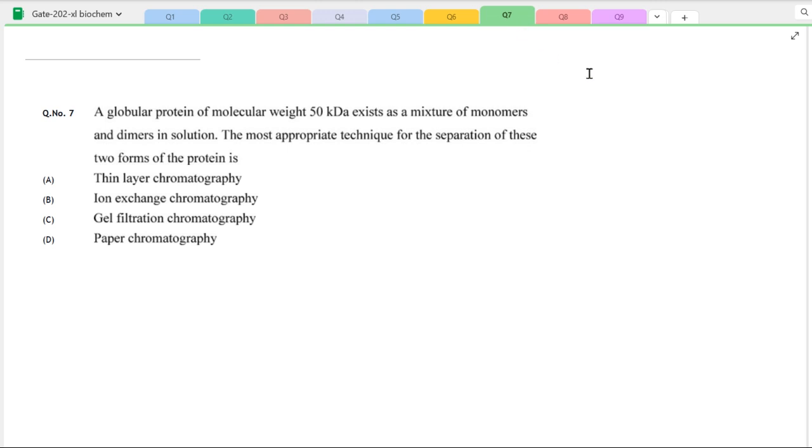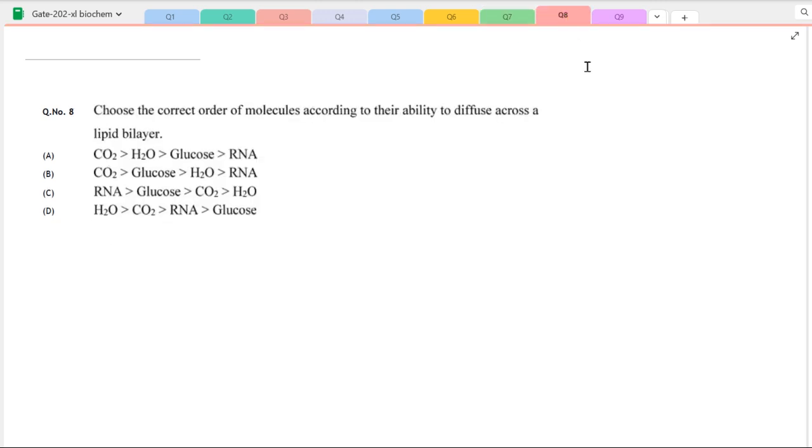A globular protein of molecular weight 50 kilodalton exists as a mixture of monomers and dimers in solution. The most appropriate technique for the separation of these two forms of the protein is. Since it involves monomers and dimers, which are going to be of different sizes and molecular weights, the correct answer here is gel filtration chromatography, which separates proteins based on their molecular sizes or molecular weights, because the large ones get eluted first, followed by the smaller ones. So the correct option here is gel filtration chromatography. Moving on to the next question.